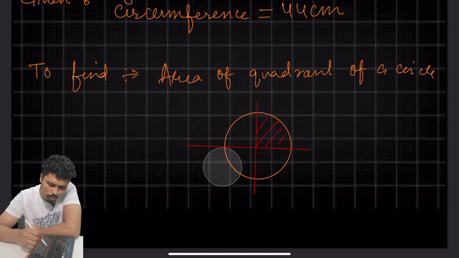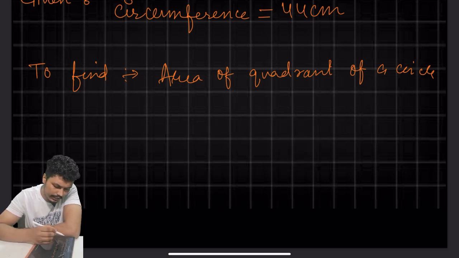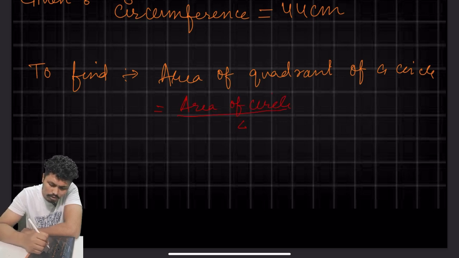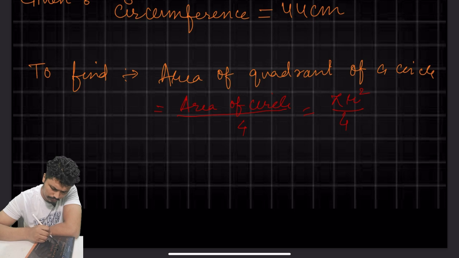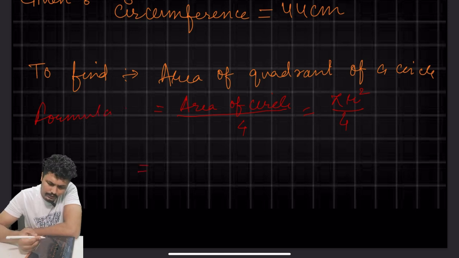So a quadrant of a circle means area of circle divided by 4. What is area of circle? Pi r square divided by 4. So this is the formula to find this one. Let us calculate pi r square.